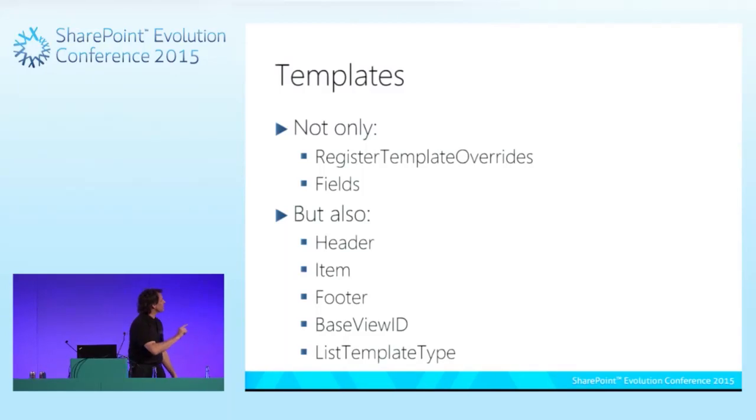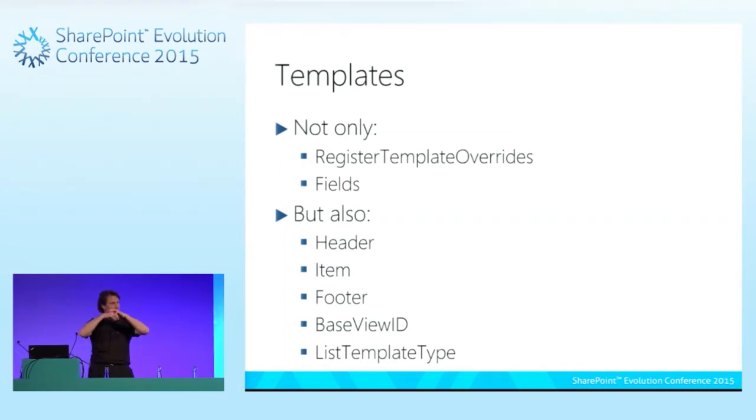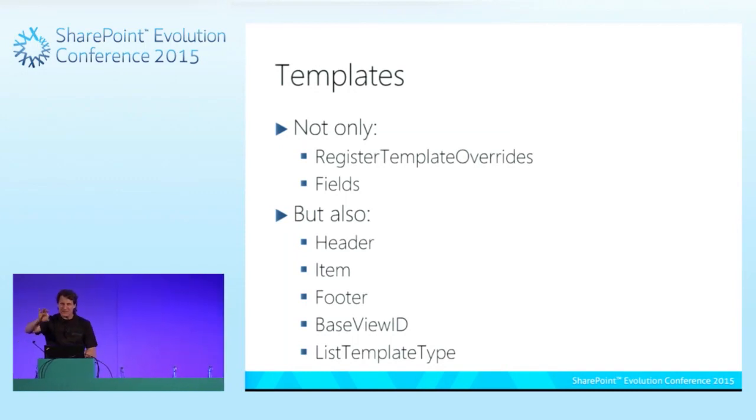Templates, remember we have to have a template. So we have to have the template override, and we optionally have some fields. But we can also override some other things: the header, the item itself, like give me all the fields and I will render out the item, and a footer. We can specify it for a specific base view ID or the list template type.